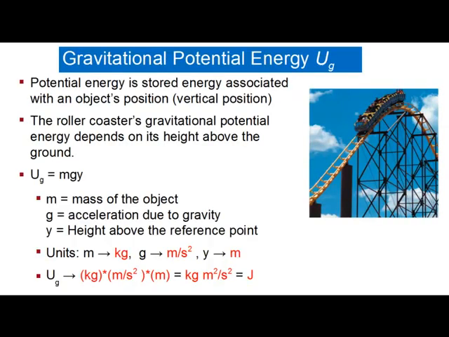Focusing on gravitational potential energy first. First, notice the label we'll be using for this. It's U with a subscript G for gravitation. So this is the potential energy that's associated with the vertical position, essentially. Depending on how high the object is, its potential energy will increase or decrease. And the formula we'll be using for the calculation of potential energy will be mgy, where m is the mass of the object, g is acceleration due to gravity, and y would be the height above the chosen reference point. I'll come back to this issue of the reference point in a few minutes.